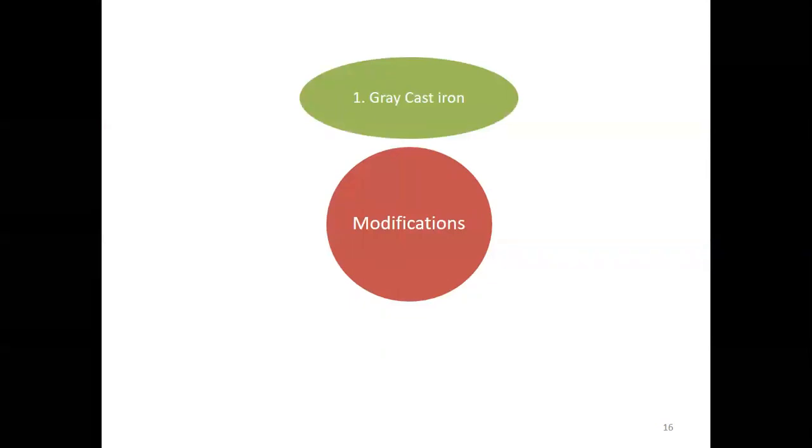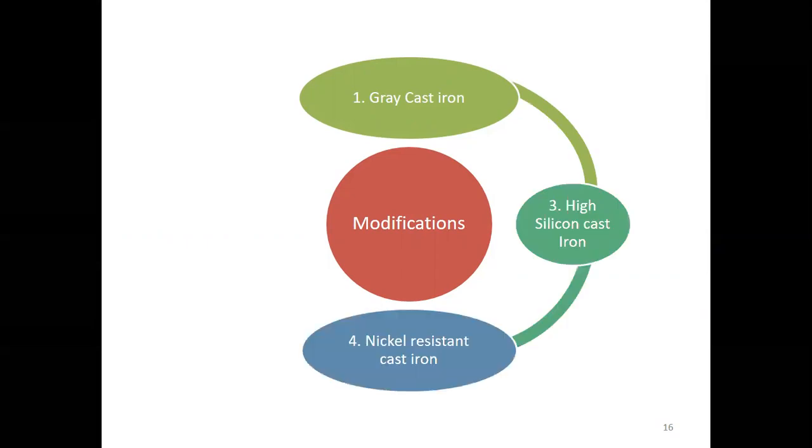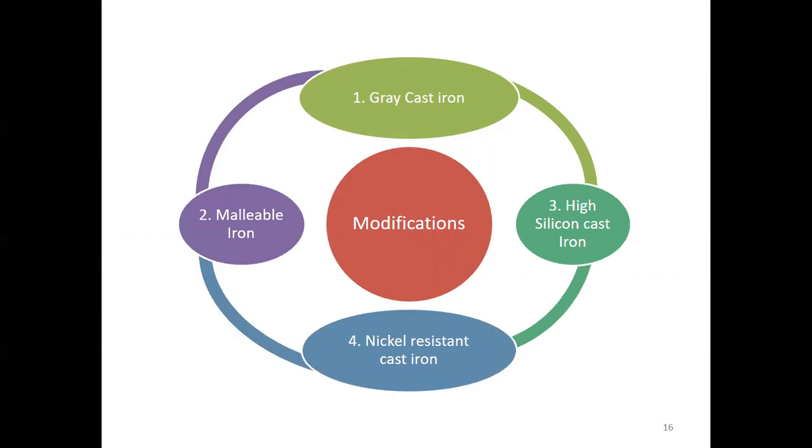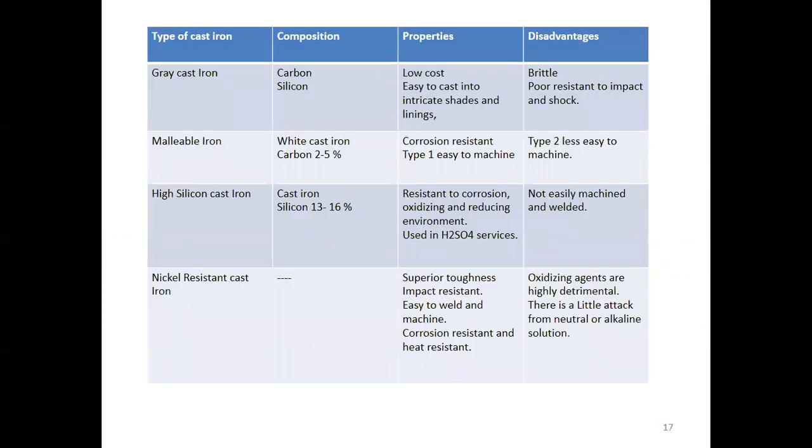We can perform certain modifications in the cast iron, and we can prepare gray cast iron. We can prepare a high silicon cast iron. We can prepare nickel resistant cast iron, and we can also prepare malleable iron. So let us see the types of cast iron, the modifications as we have seen.